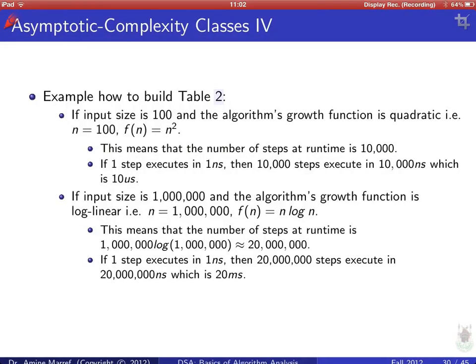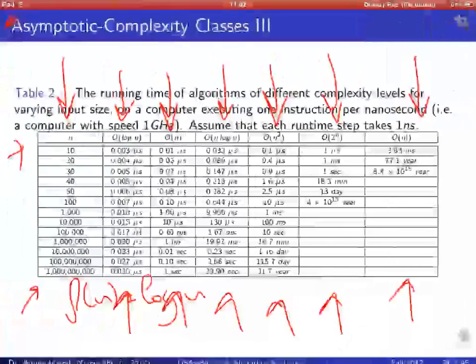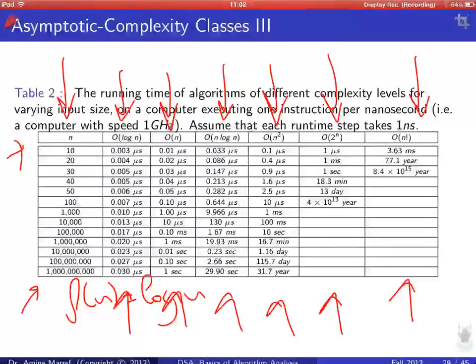So for a logarithmic algorithm, or logarithmic growth algorithm, which is the first one, when n is 10, we have 3 microseconds. The algorithm takes 3 microseconds to solve. Okay, when n is a billion, it takes 30 microseconds. So n changed from 10 to a billion, but the execution time changed from 3 to 30, just 10 times. The input changed 100 million times, or several orders of magnitude, and the logarithmic algorithm increased only 10 times in terms of execution time. Now, what about the linear?